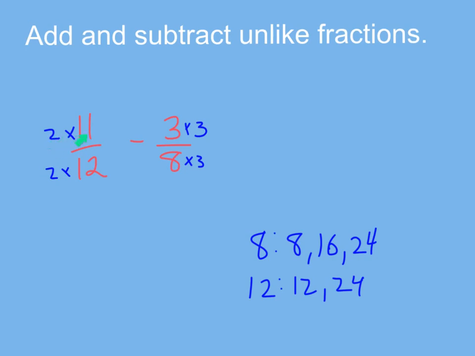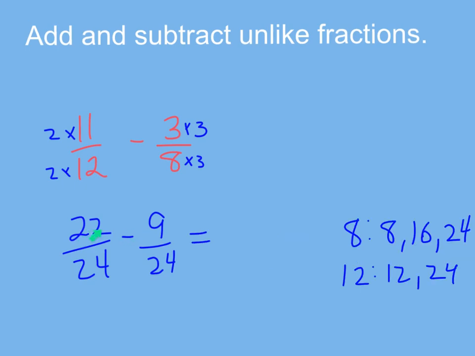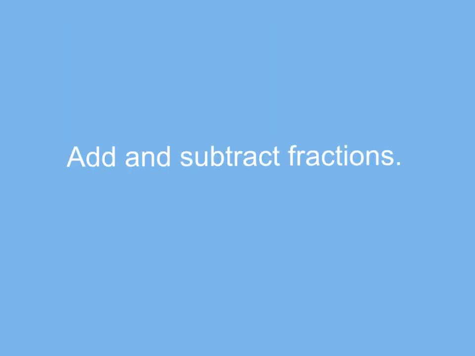So this becomes 22/24. Okay, so I write that. And I'm going to take away this equivalent fraction, which becomes 9/24. Now my denominators are the same, and I can just subtract my numerators. So 22 minus 9 gives me 13, and I'm dealing with 24ths, and that is in simplest form, so there's my answer. And that's how you add and subtract fractions.